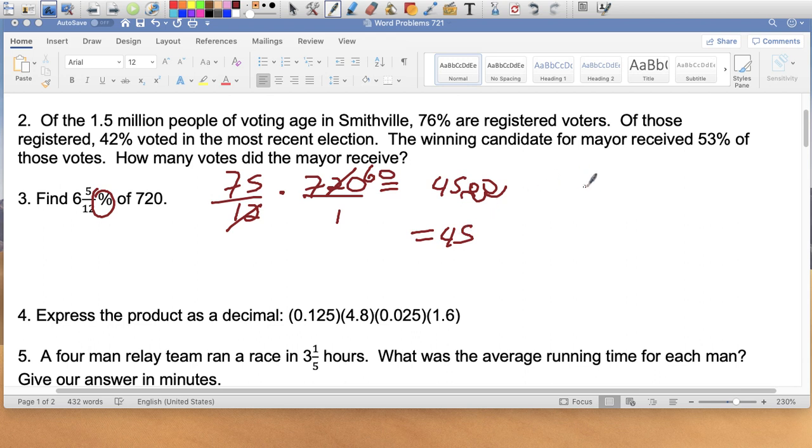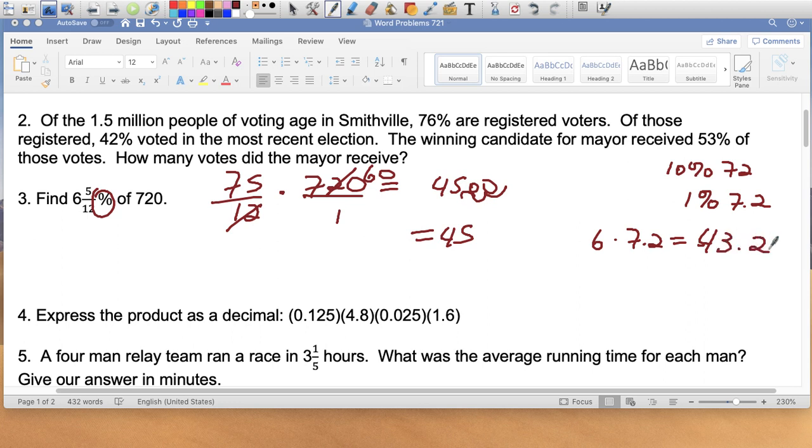The other way of doing it is a little bit more work, is knowing what 1% is. Well, 10% is 72. 1% is 7.2. Agree? So there is 6%, and there's 7, right, 7 times 7.2. So I know what 6% is. It's going to be 6 times 7.2. So that's going to be 43.2.